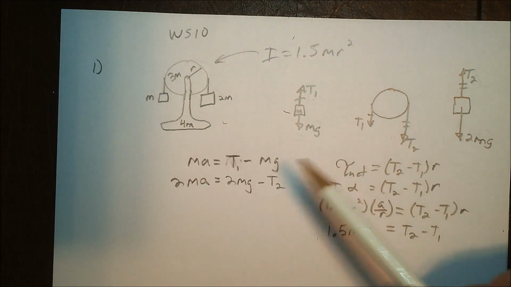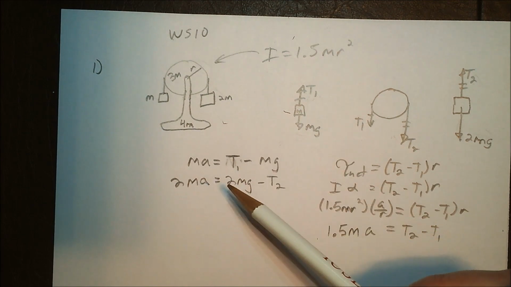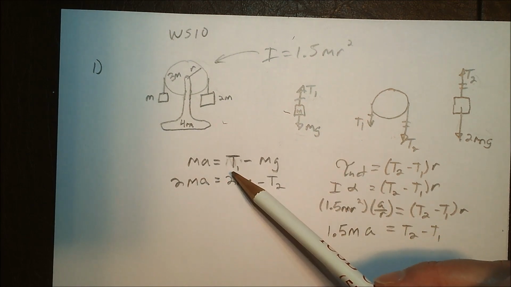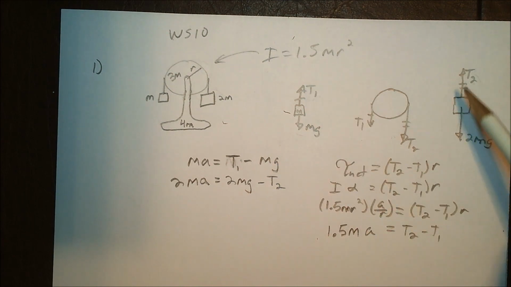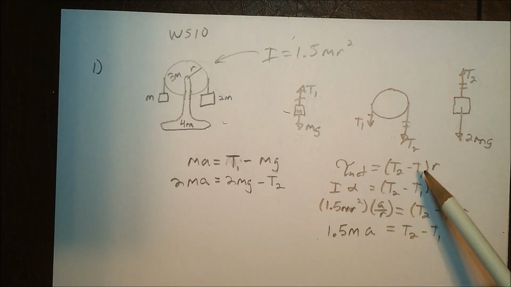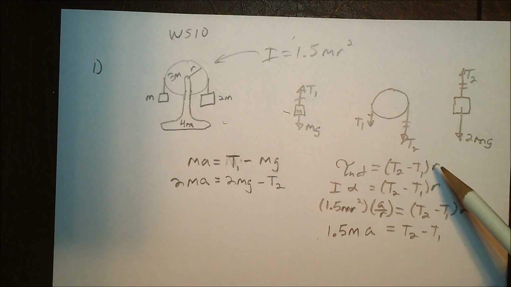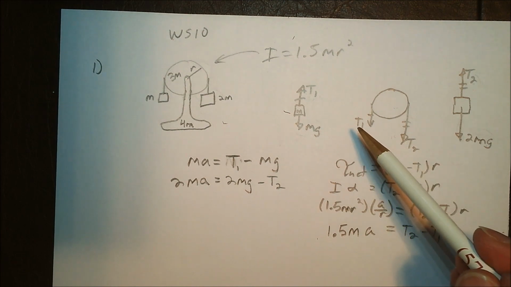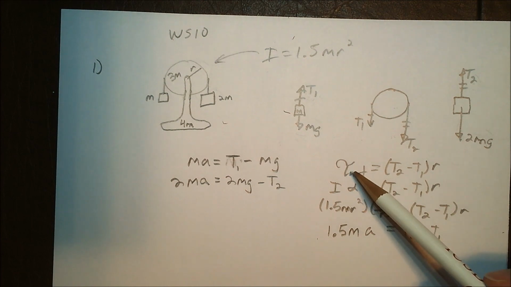Okay, so the net force equation for this object would be MA equals tension 1 minus the weight mg, because it's accelerating upward. This one accelerates down, so therefore 2MA equals 2mg minus tension 2. Then the net torque equation for this one looks like this. It's going to be the torque T2 times R minus T1 times R, and I'm going to factor out the R. Again, net torque is equal to I alpha.